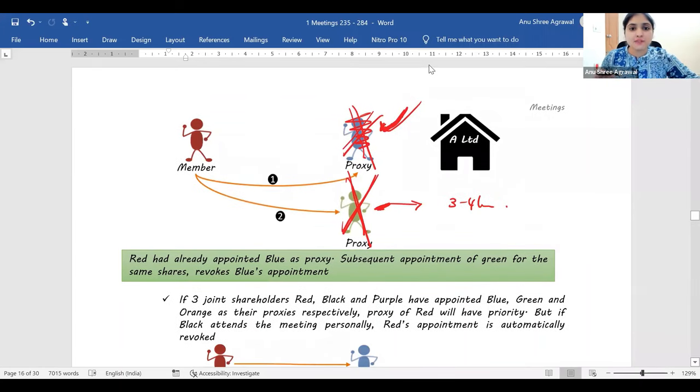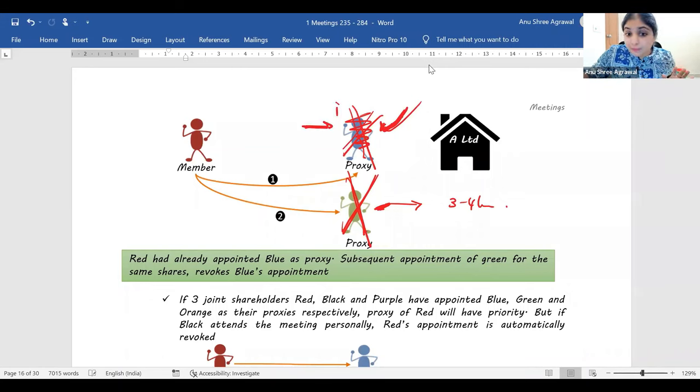Okay, so if we want to revoke the proxy, can we? Yes, we can. How to revoke? We have two methods. Number one, we can revoke by voting even before the proxy votes. Or number two, we can appoint one more proxy. But if we want to appoint one more proxy, the second proxy must be appointed at least 48 hours before the meeting. Only then can we revoke the first proxy.